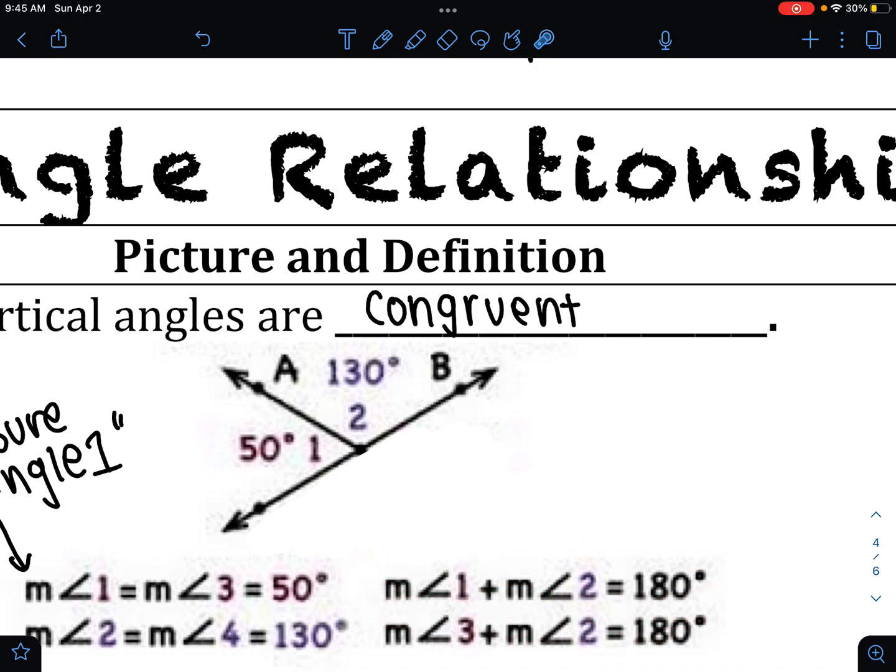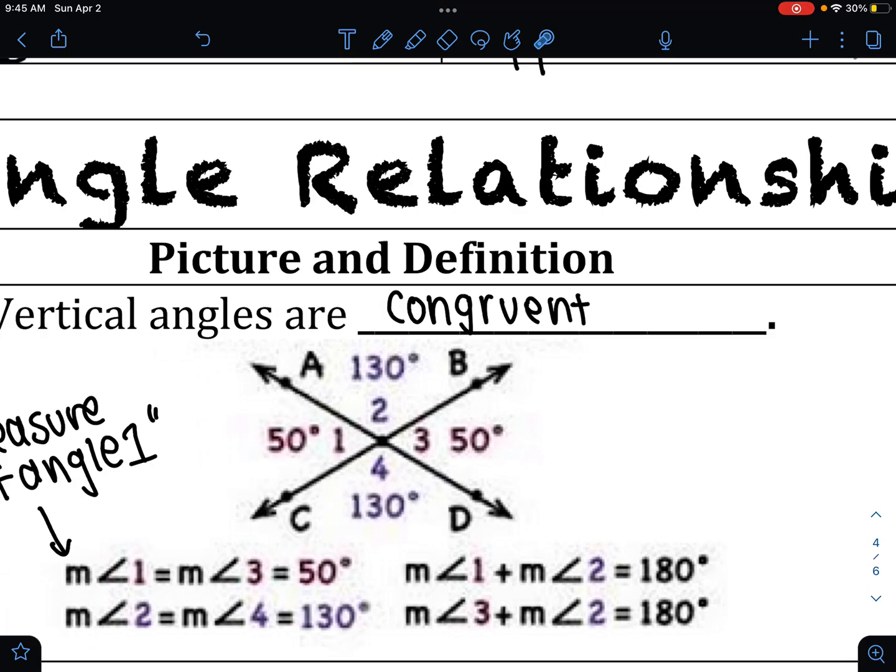So those are supplementary. If we take that away and do it for this side, you can see the same relationship is happening between measure of angle 3 and angle 2. 130 degrees plus 50 degrees is going to equal 180. So whenever you see a straight line, you're going to know that it's 180 degrees, and that's going to help you find other values in certain relationships.